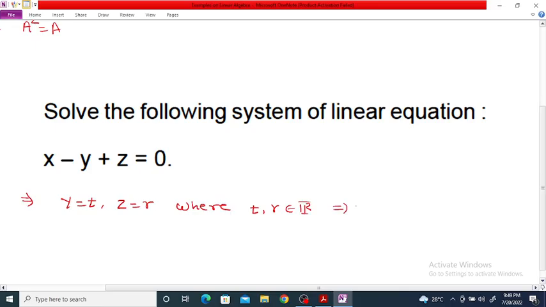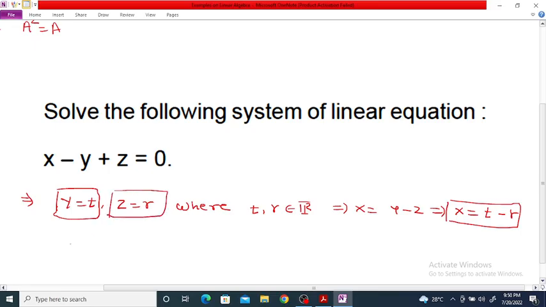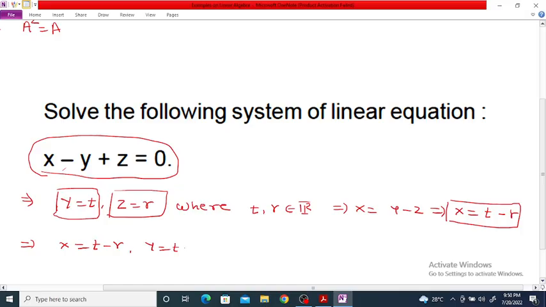Then this implies x is equal to y minus z. Y is nothing but t, and z is r. So x is equal to t minus r, y is equal to t, and z is equal to r. And therefore this is the solution of the given system, x minus y plus z equal to 0. And therefore you can write here x is equal to t minus r, y is equal to t, and z is equal to r, where t and r are real numbers.